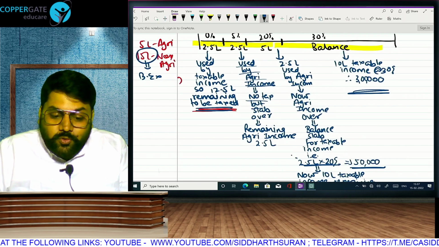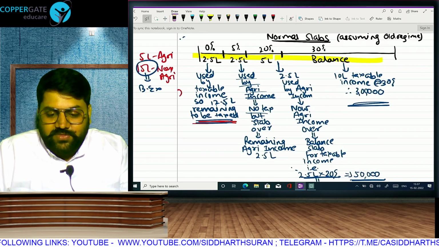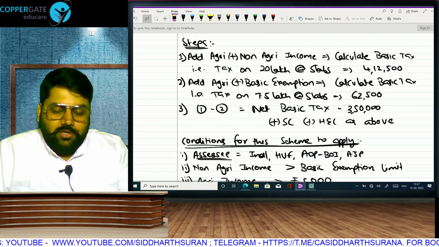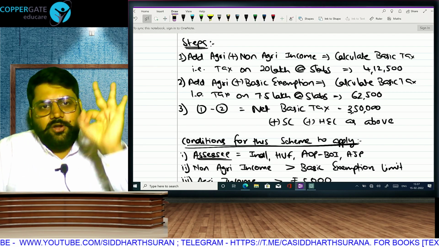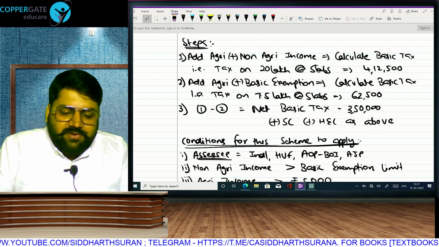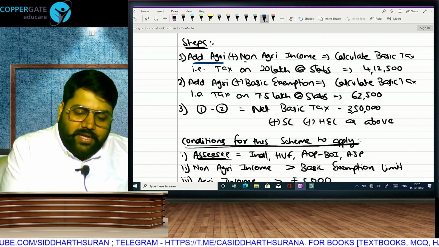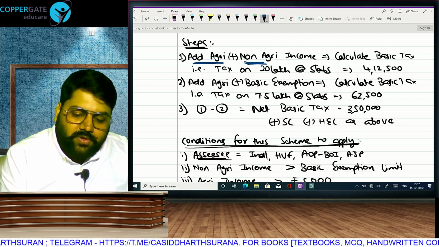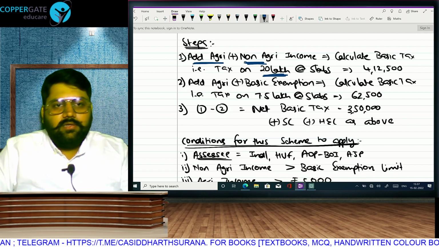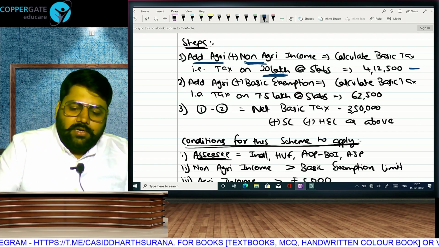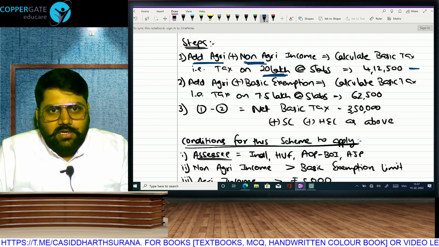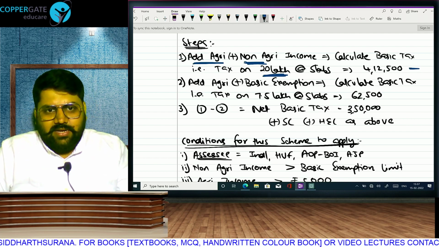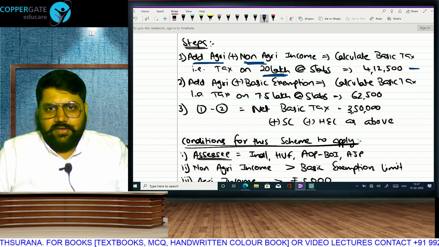And if you don't want to go by the logic here, if this is still difficult, I have some magic also. Follow the following steps. Do the 3 steps, and your tax calculation will be over. Step number 1, add agriculture income and non-agriculture income. Assume that full 20 lakh is taxable. Calculate basic tax. If you calculate basic tax on 20 lakh rupees, it will be 4 lakh 12,500, because first 10 lakh it will be 1 lakh 12,500 and balance 10 lakh it will be 3 lakh. So 4 lakh 12,500.